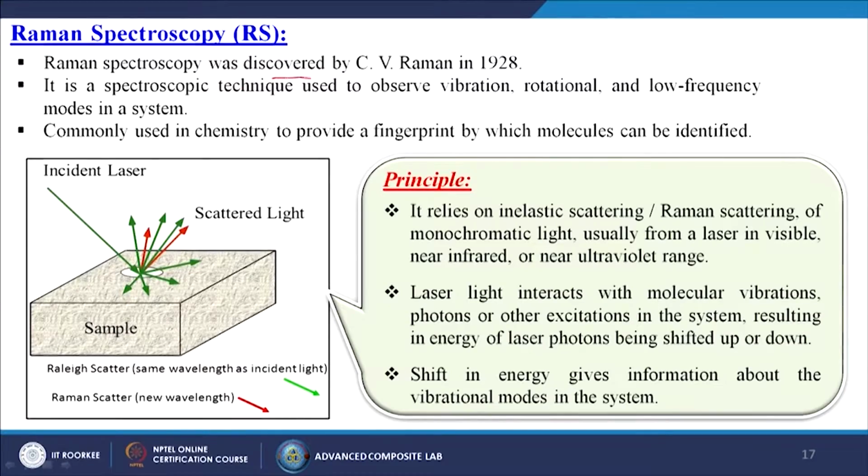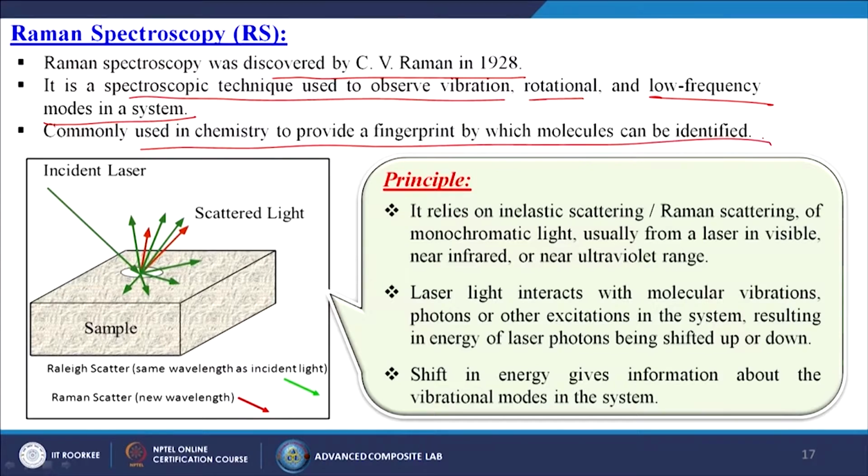Now, the next one is called the Raman spectroscopy. Raman spectroscopy was discovered by Sir C.V. Raman in 1928. It is a spectroscopic technique used to observe vibrational, rotational and low frequency modes in a system, commonly used in chemistry to provide a fingerprint by which molecules can be identified.